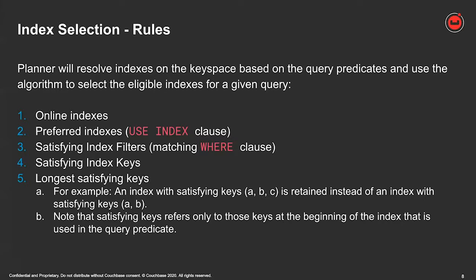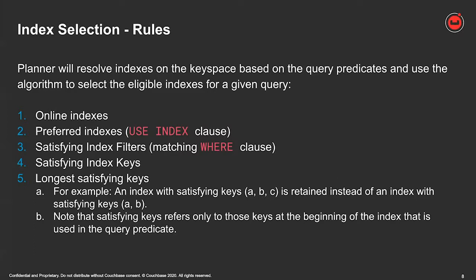Then we have lastly the longest satisfying keys. An index that has keys A, B, and C would be preferred over an index that has keys A and B, if the query predicate was referencing all 3 of those keys A, B, and C. However, things like index key order, key cardinality, and sort order don't have an impact on index selection.